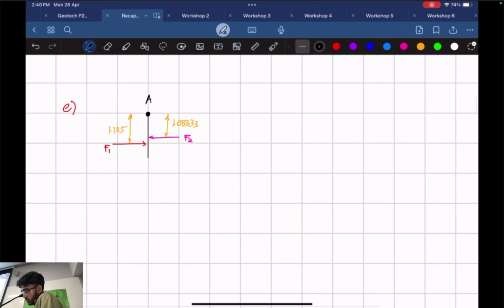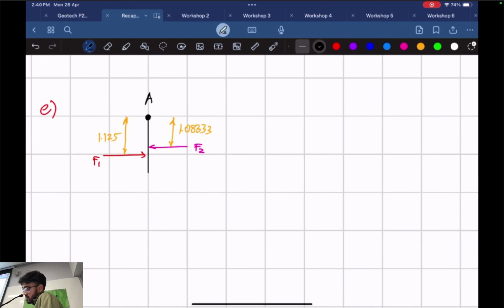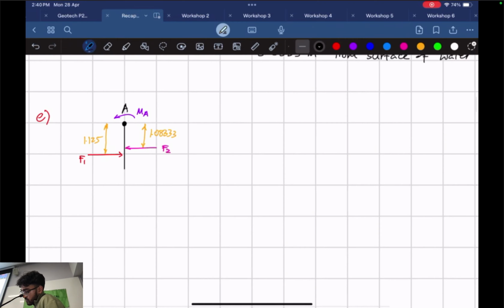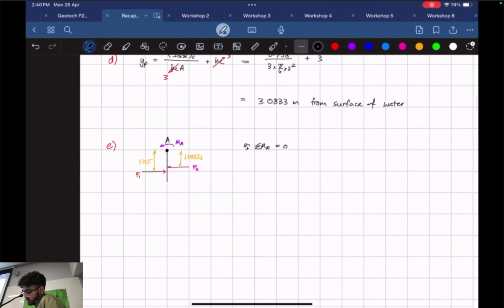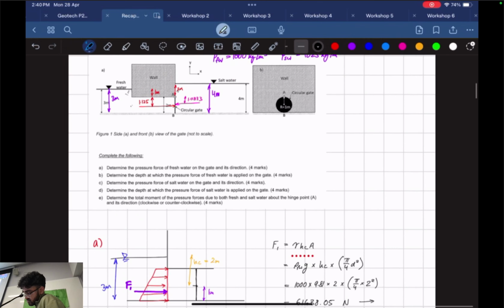What I'm going to do now is assume there's some sort of moment acting at point A, let's say MA, acting counterclockwise because we take counterclockwise as positive. So I'm going to do sum of moments about point A equals 0.